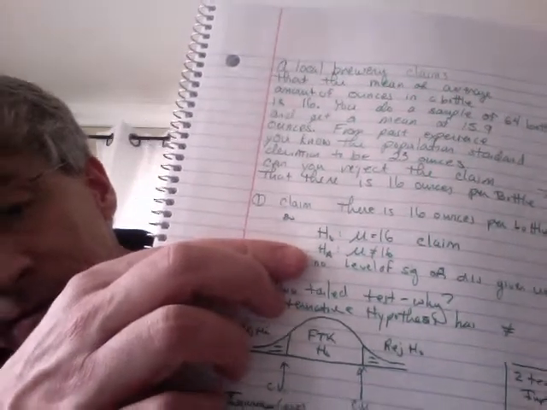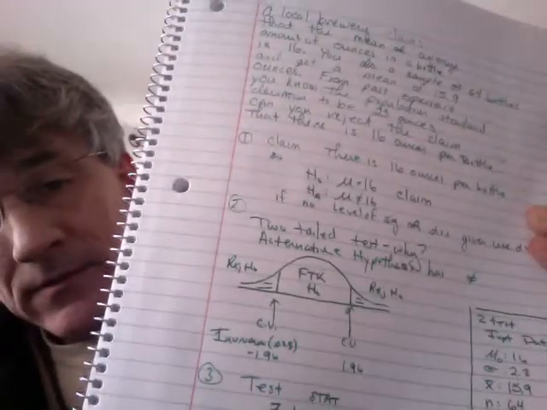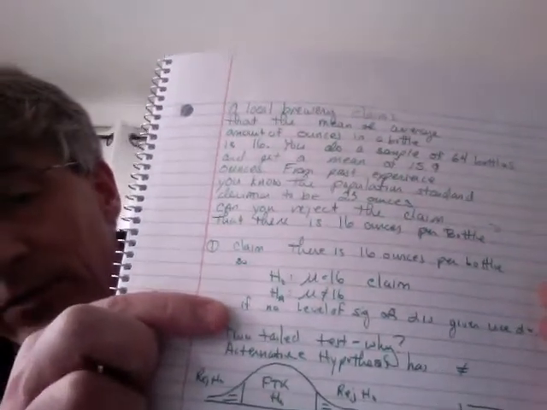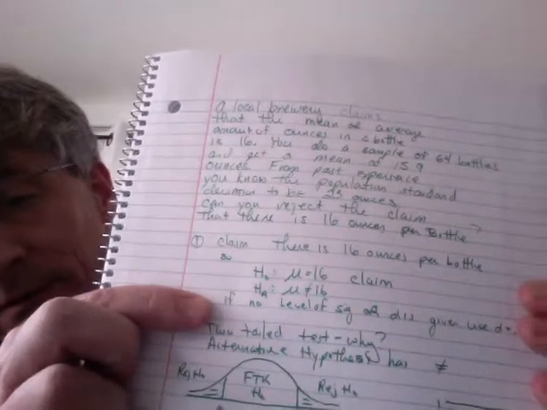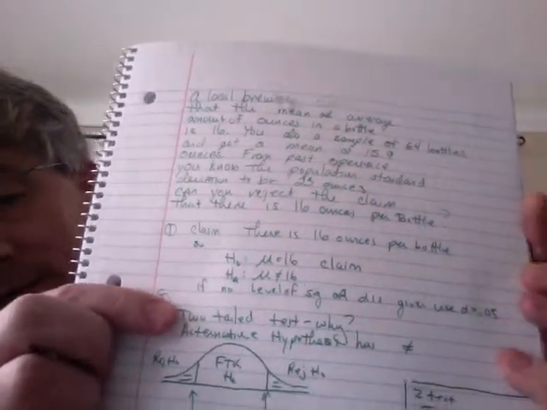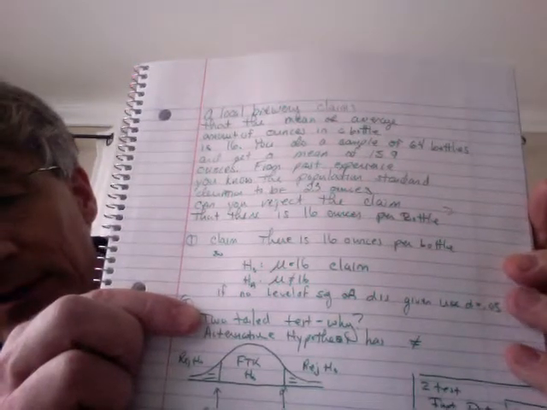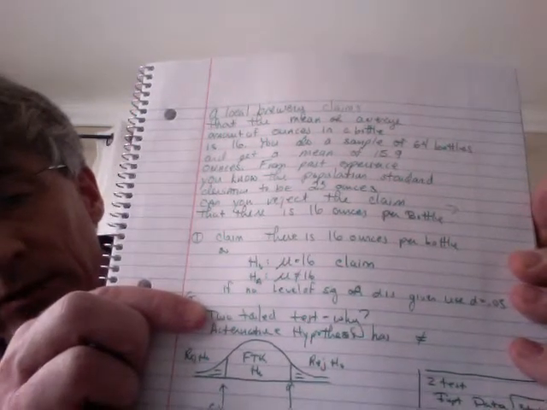Second thing we do is we state our level of significance. An important piece here is that if no level of significance is given, we use the default level, and my hand's covering it, my apologies. We use the default level right here of alpha being equal to 0.05.